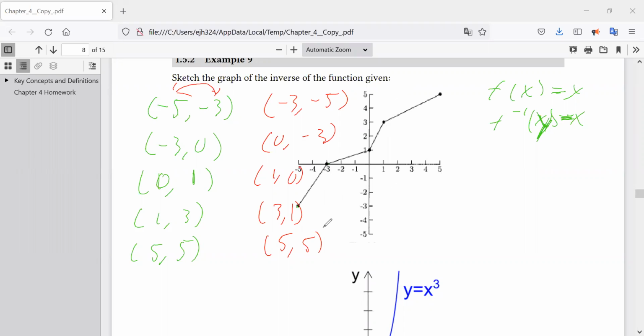So we're going to get -3, -5 here. It's going to be 1 point, and then we'll get 0, -3. It's going to be the next point, and we're just going to draw a line between them because it's linear between those, and the inverse function of a line is a line. Then 1, 0. 3, 1. And 5, 5. Does this make sense?